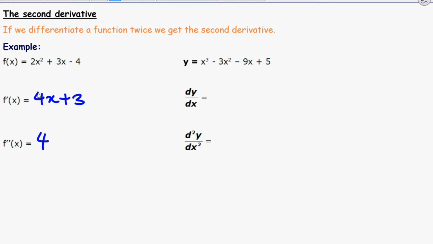On the right hand side, the first derivative will be 3x squared minus 6x minus 9, and the second derivative will be 6x minus 6.